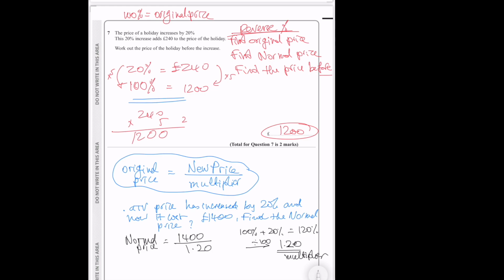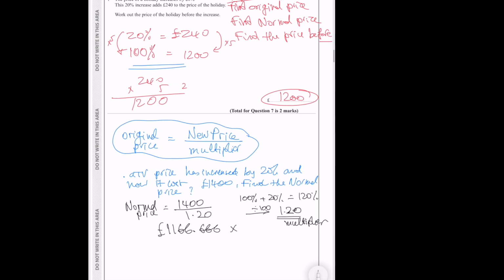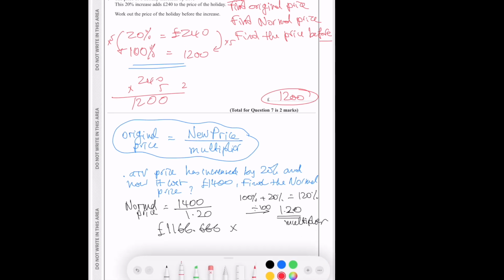So 1,400 divided by 1.20 equals 1,166.66 recurring. And because it's money, you may lose a mark if you don't round correctly your final answer. So the final answer should be 1166.67. You can only keep 2 digits after the decimal point because it's money. Otherwise, you will lose the mark of the accuracy, which is 1 mark.